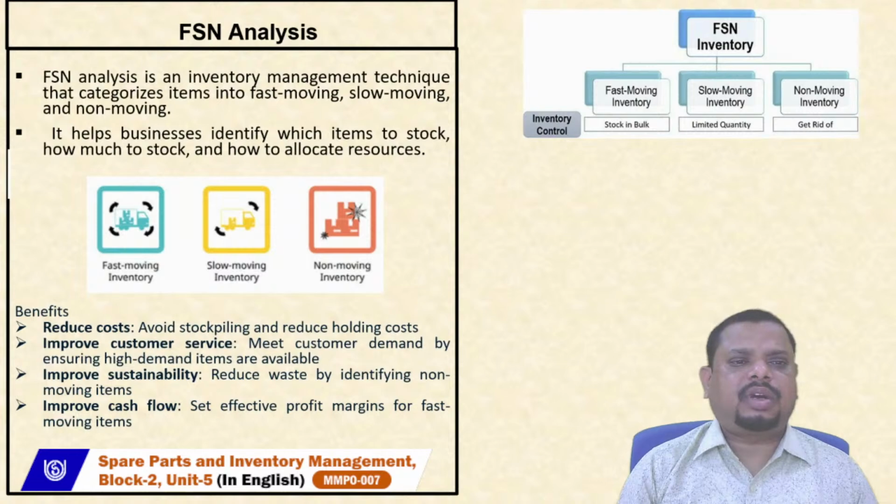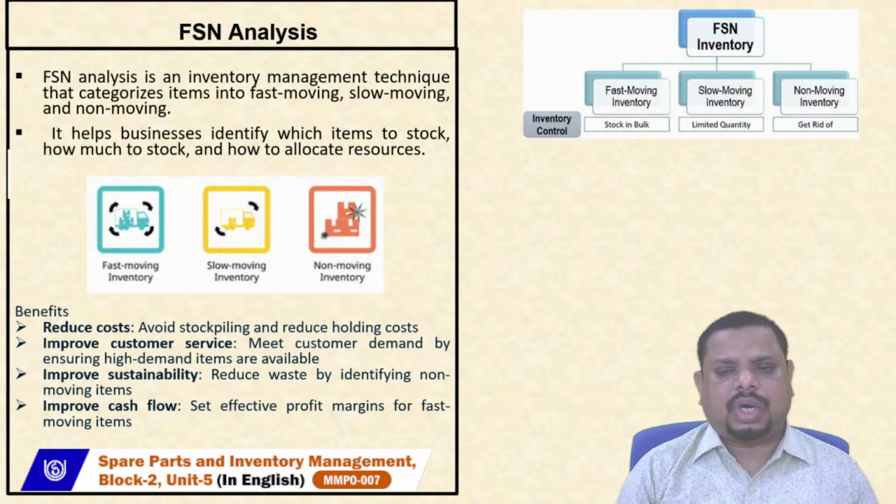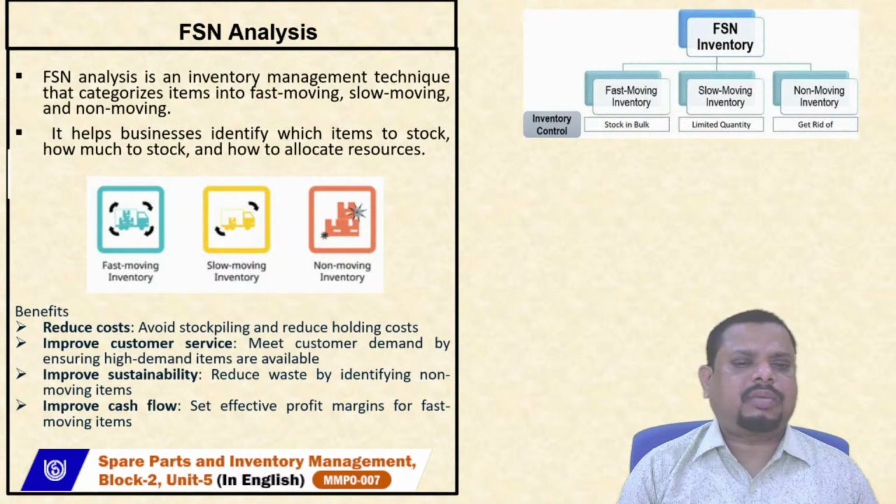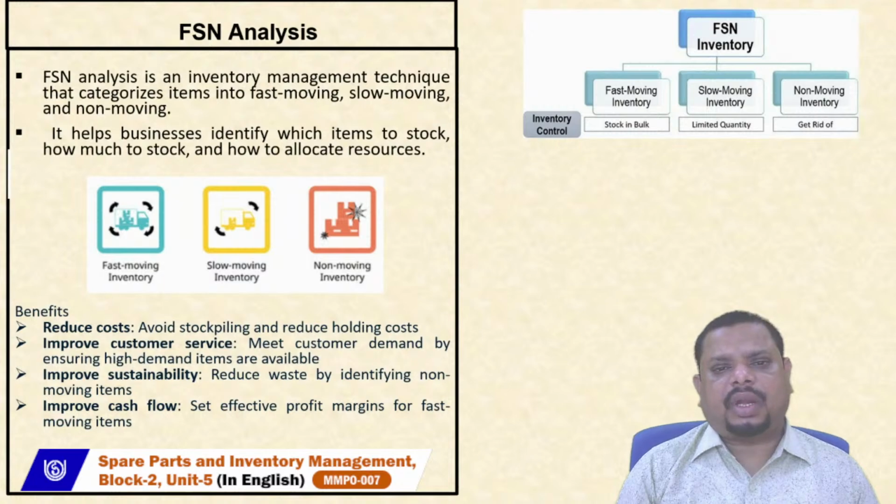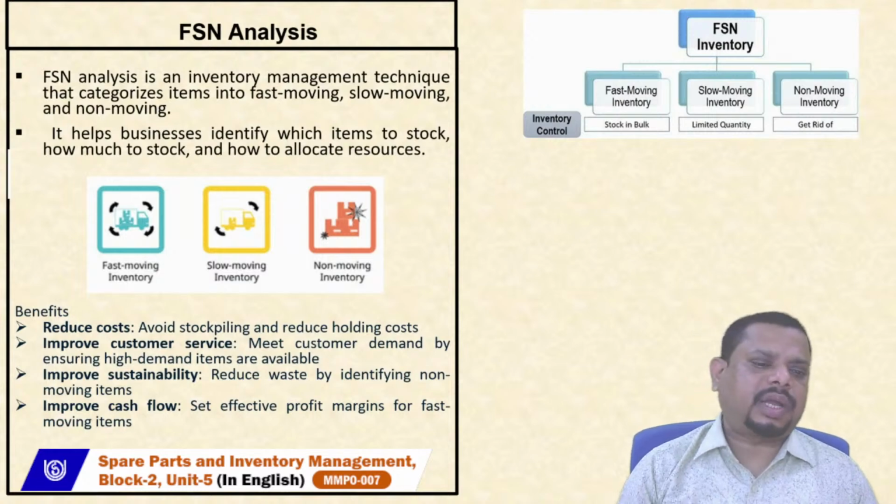What are the benefits of fast moving, slow moving, and non-moving analysis? The first one is reducing the cost. How? By avoiding stock piling and reducing the holding cost. If you reduce your holding cost, the inventory level is automatically optimized and it does not directly affect your operational expenses. And if operational expenses are reduced, profit maximization goes higher for the organization. So it is a positive sign for industries.